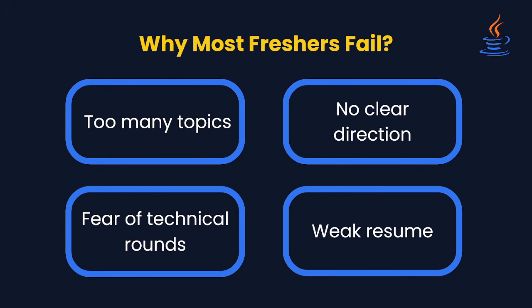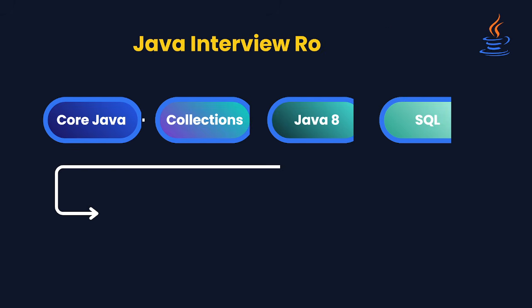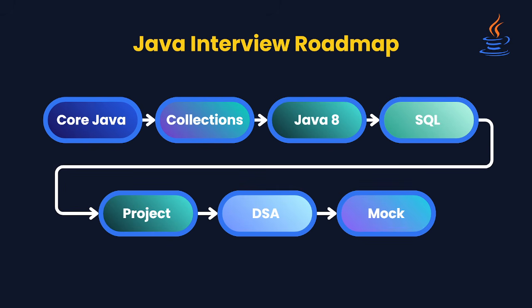The biggest common mistake freshers make is jumping into advanced concepts too early. Some start with DSA and some jump directly into Spring Boot. And even some people just memorize the interview questions. But interviews don't test your memory. They test your clarity. So here's the clear order you should follow.